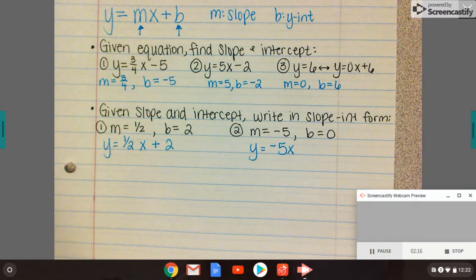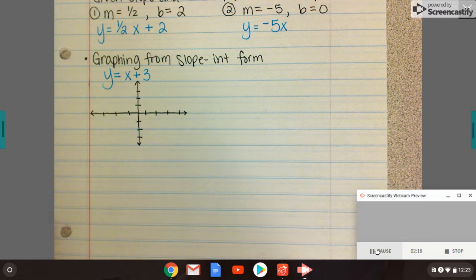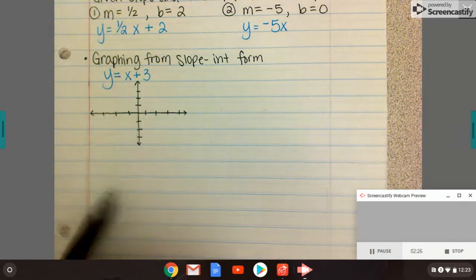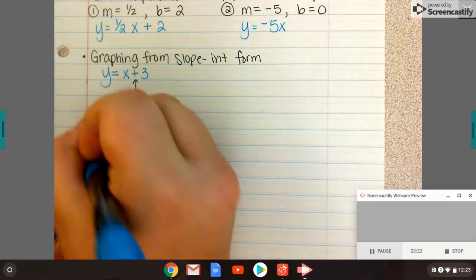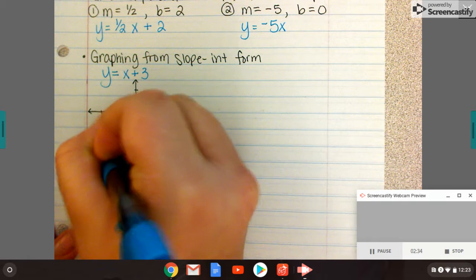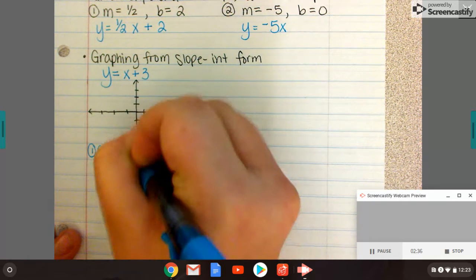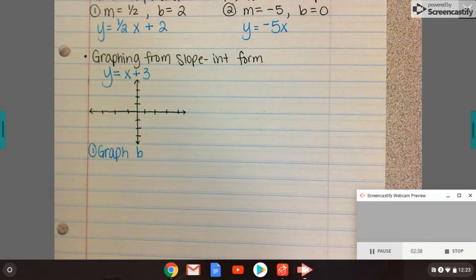Next, let's graph. All right, so graphing from slope-intercept form, I gave us the equation y equals x plus 3 and plotted a coordinate plane here with some hash marks. Try to make them as equally spread apart as you can, but we only need a few. So here's the deal. On these guys, the very first step we use is to graph b. And as a reminder, b is the y-intercept.